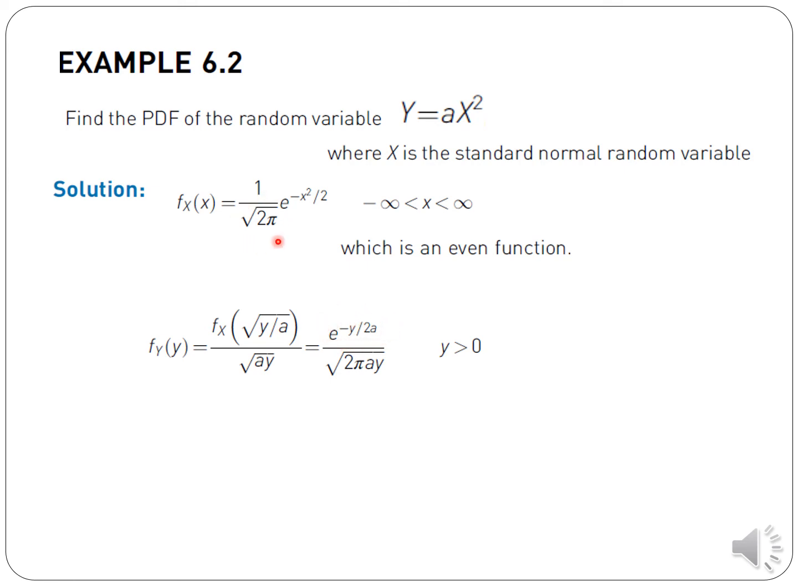Obviously this 1 by 2 pi will appear here, and there is an additional factor a that will add up here. So this is it.